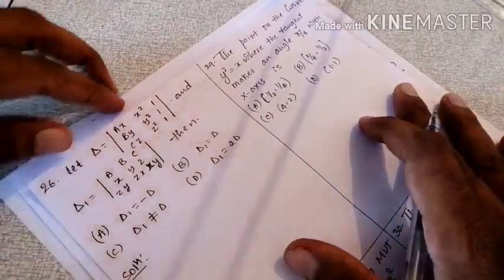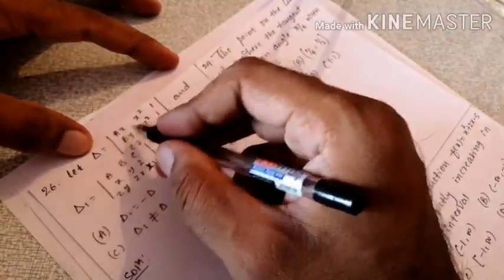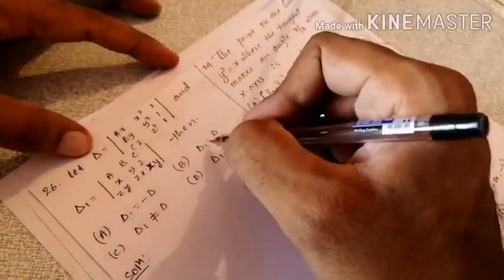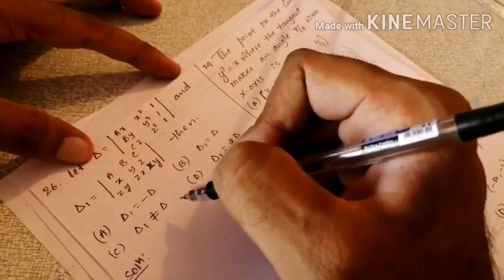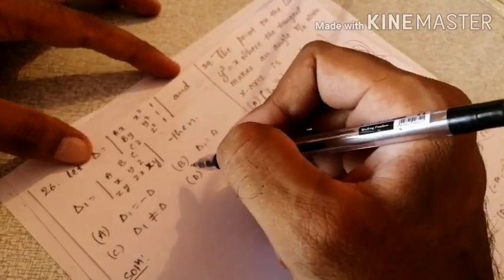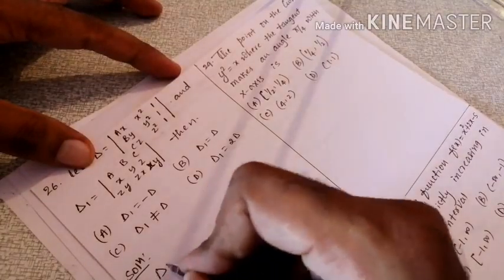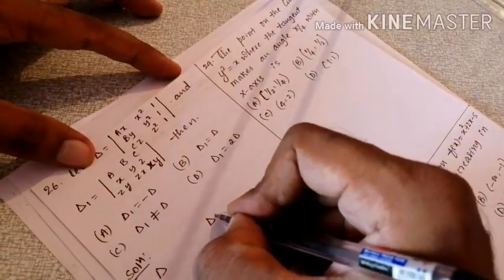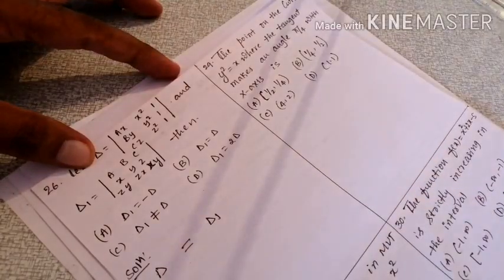Let's see question number 26. Question number 26 says delta and delta 1 are given. What is the relationship between this delta and delta 1, they are asking. To answer this question, we have to expand the determinants. When I expand determinant delta and determinant delta 1, I get the same answer. I am showing that on the other paper.